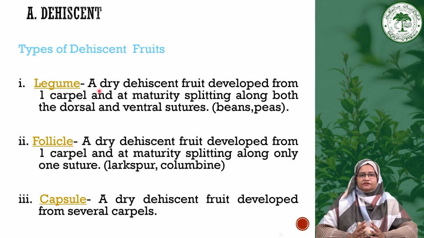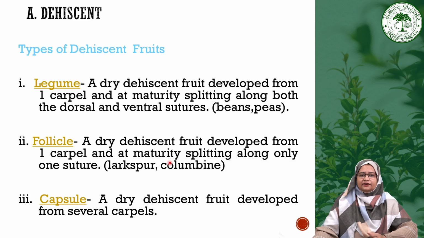The first one is legume. Legume is a dry dehiscent fruit developed from a single carpel, and at maturity it is split along both the dorsal and ventral sutures, like in the case of beans and peas. So it will dehisce at maturity from the dorsal as well as the ventral sutures.